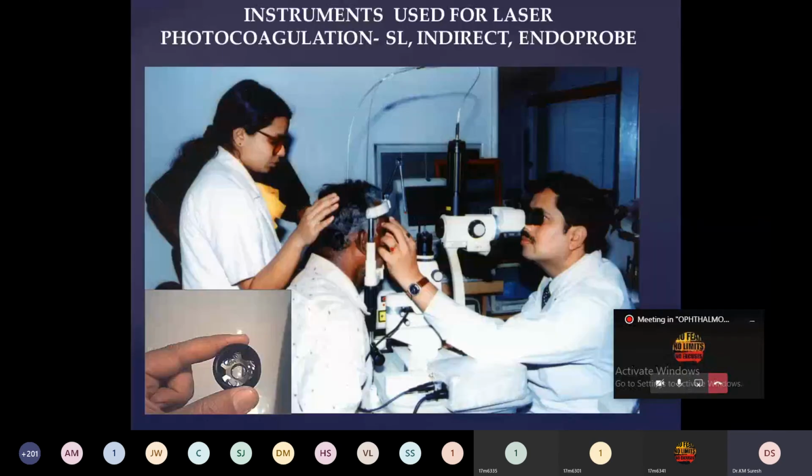This is the picture of a patient being subjected to pan-retinal photocoagulation. You must know that a 3-mirror lens is necessary to direct the laser beams into various parts of the retina, and you can observe that there are 3 mirrors in the lens. The central part helps in photocoagulating the areas which are closer to the posterior pole.